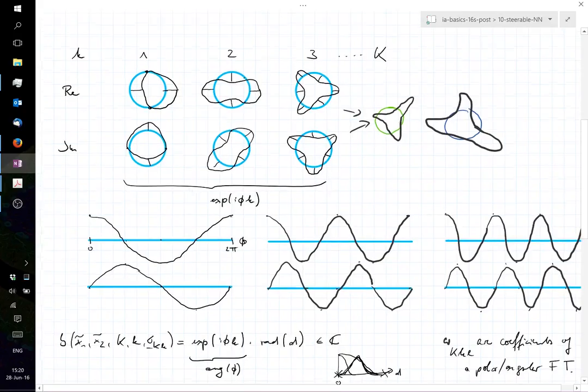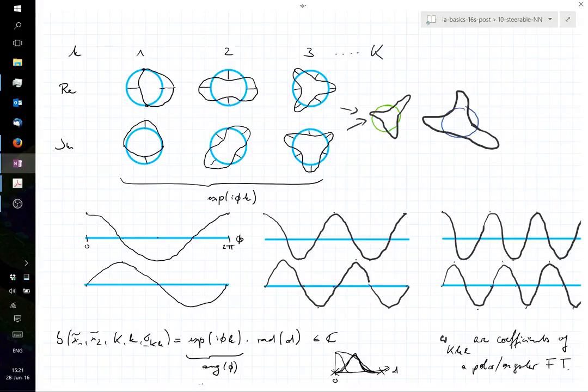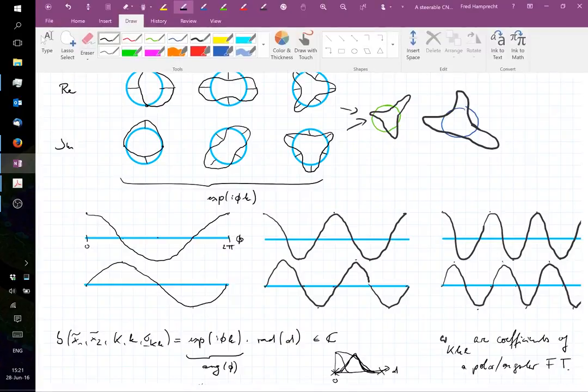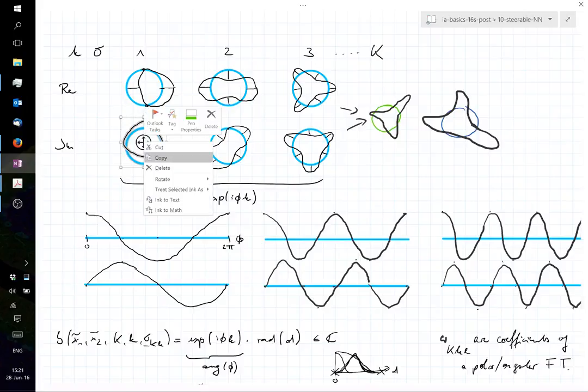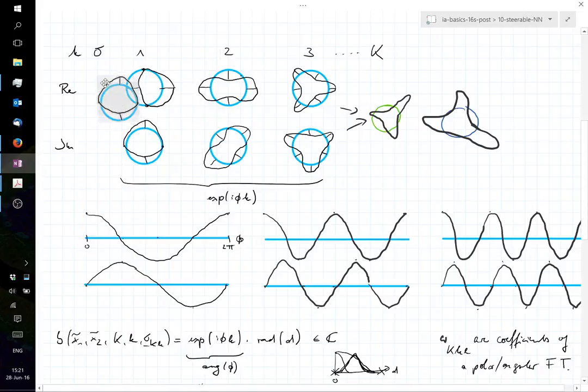And for the sake of completeness here, I should probably still draw the zero frequency after all. So 0 would be here. See if I can copy some of these nice circles. For the zero frequency, we have a purely real part.